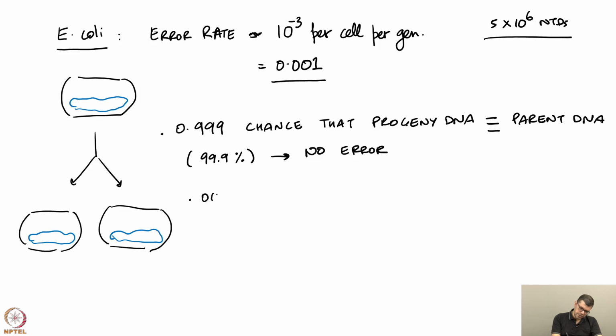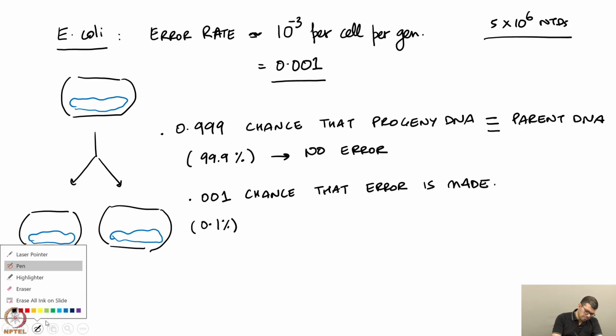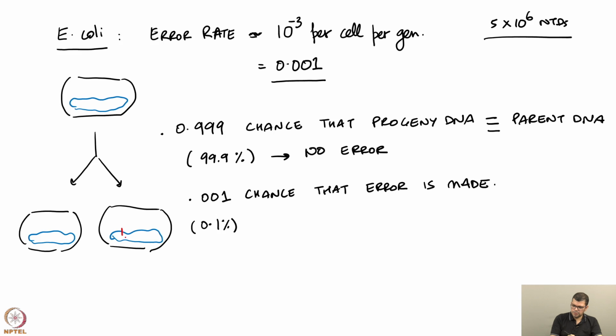However, there is this 0.001 or 0.1% chance that an error is made. And if that happens, what that means is that the progeny DNA is not the same as the parent DNA. One of the individuals is carrying a mutation. And this error rate has a symbol in all of evolutionary biology, and that is mu. So, mu is the mutation rate or the error rate associated with DNA polymerase. Hope that makes sense.